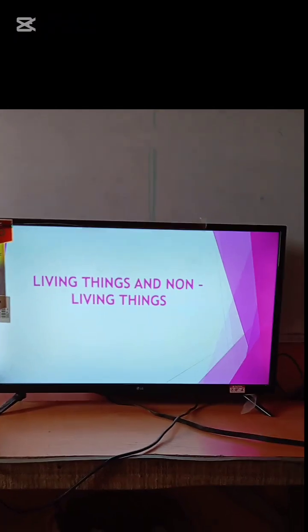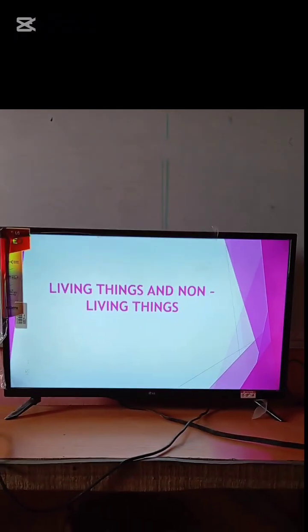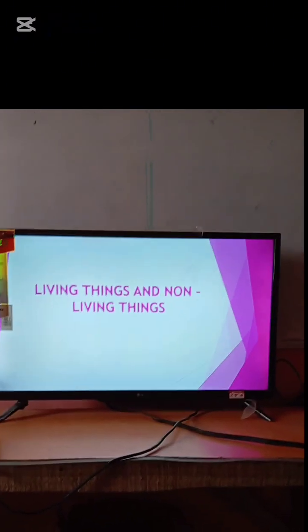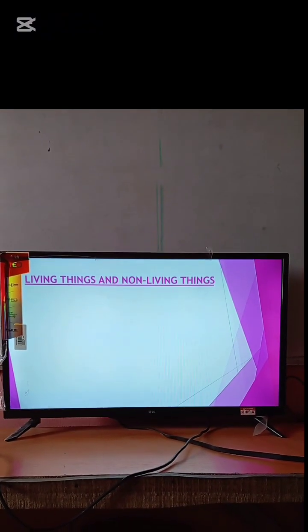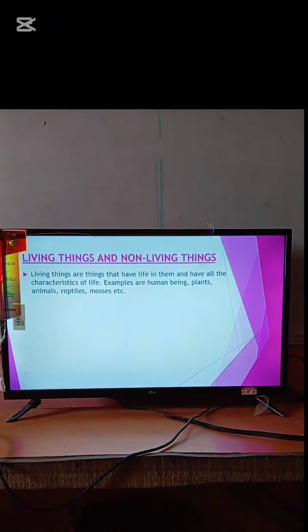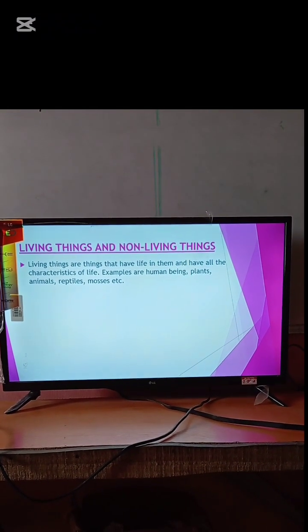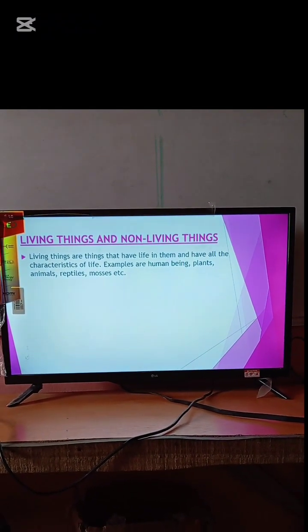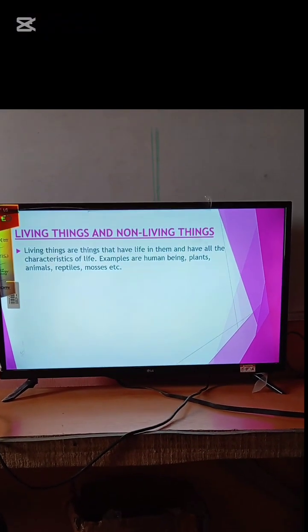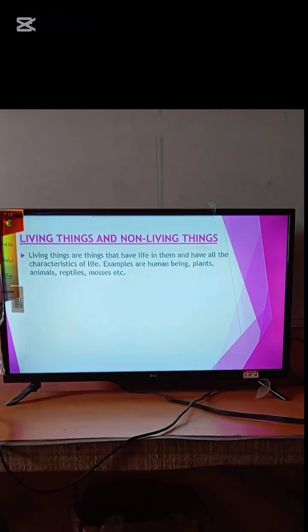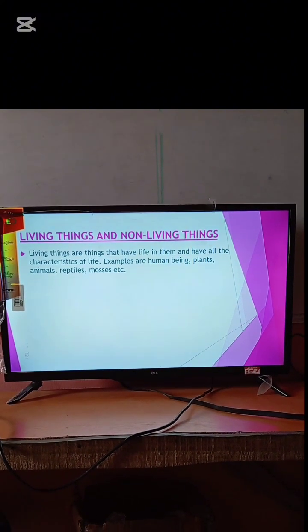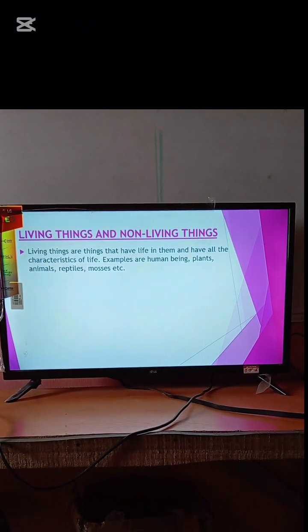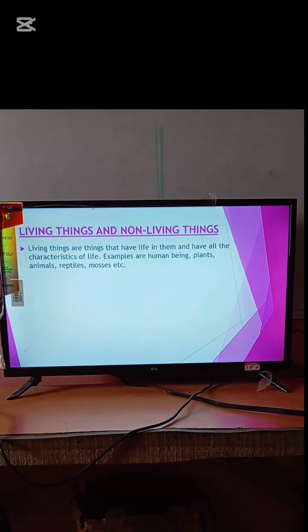What we want to discuss today is living things and non-living things. Living things are things that have life in them, and they possess all the characteristics of life. Examples are human beings, plants, animals. Anything that has life in them is regarded as a living thing.